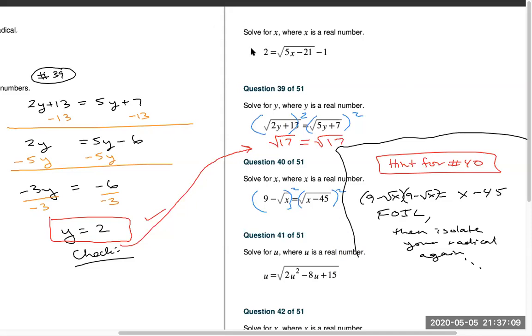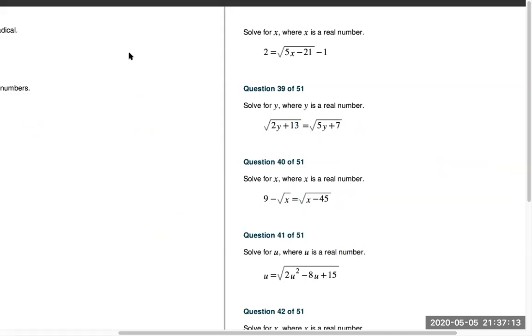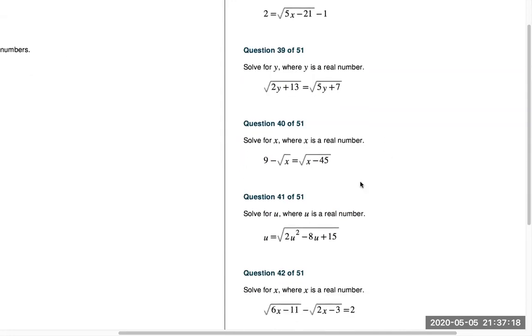Let me clear this out. For number 42, one thing I want to say is that I'm not going to ask you one like this on your exam, because it's a bit longer. Again, it's the same thing where you can't isolate one of the radicals, but when you repeat the process, as with number 40, it gets pretty long and tedious. Let's go over number 41.